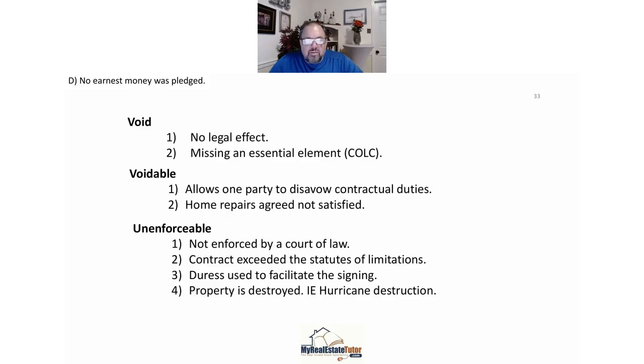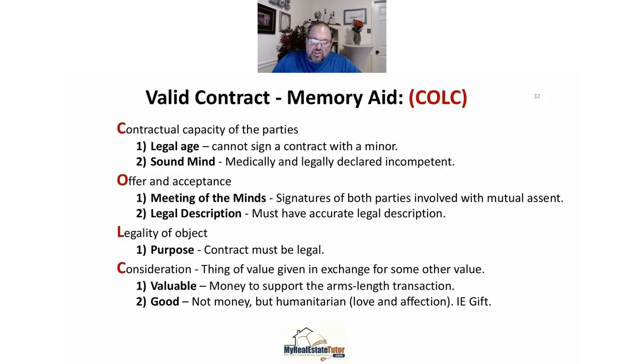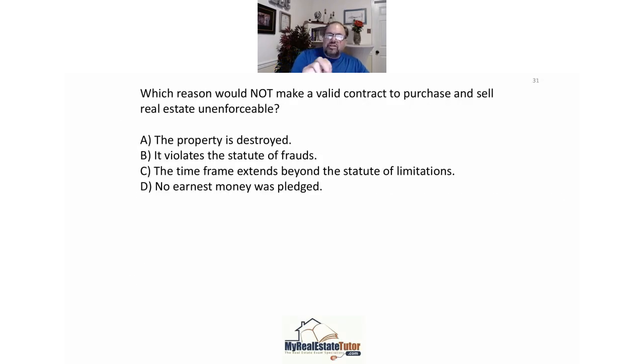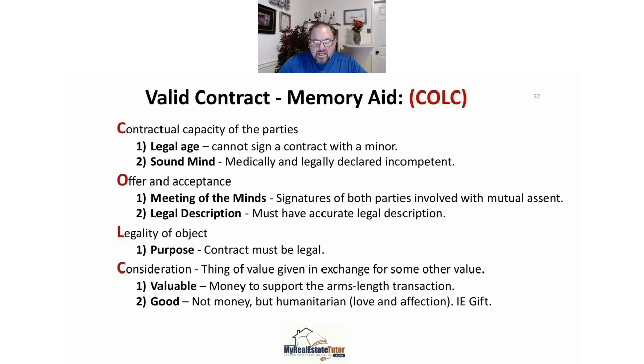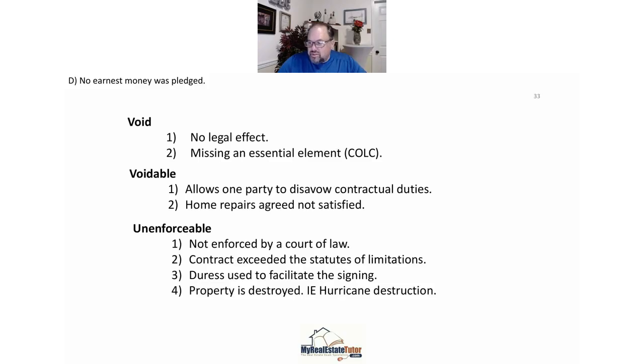Now, when it comes to the terms void, voidable, and unenforceable, let's go back to the question real quick. It asks which reason would not make a valid contract to purchase and sell real estate unenforceable. So let's look at what unenforceable means. Unenforceable means it cannot be enforced in a court of law. In other words, the contract may have exceeded its term limits. There may have been duress for signatures and not a free act and will of acknowledgement. If the property is destroyed through a hurricane, again, all these constitute unenforceable.